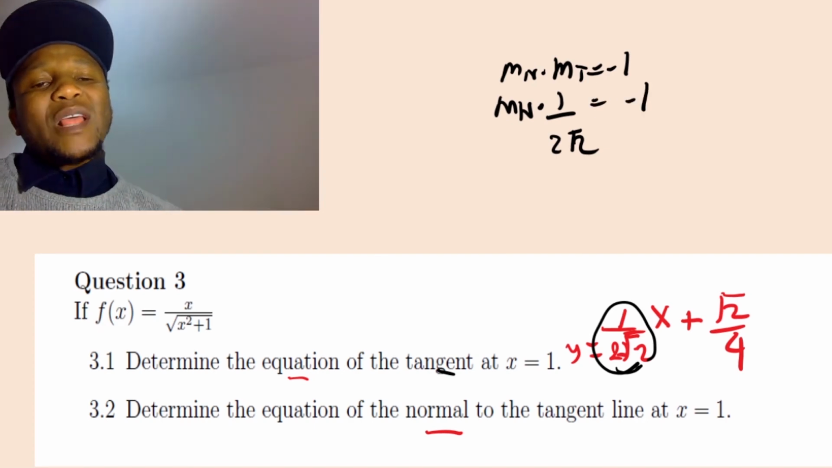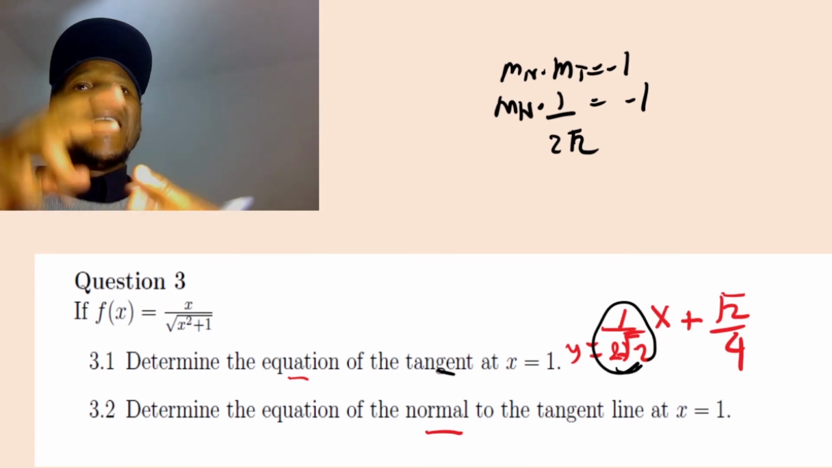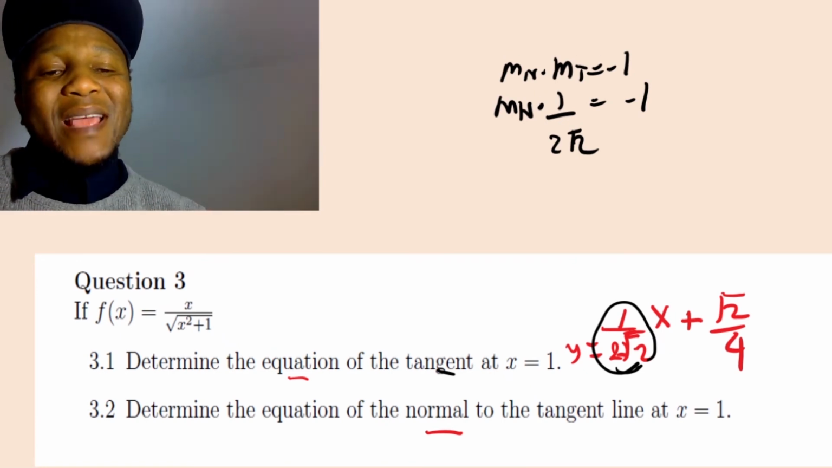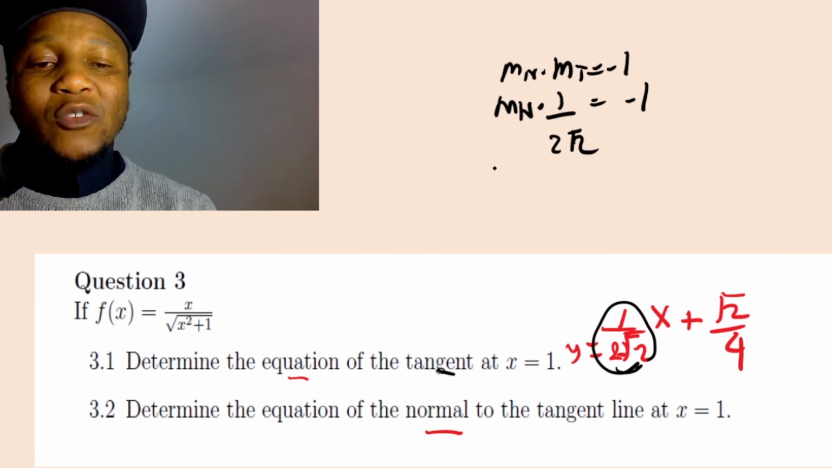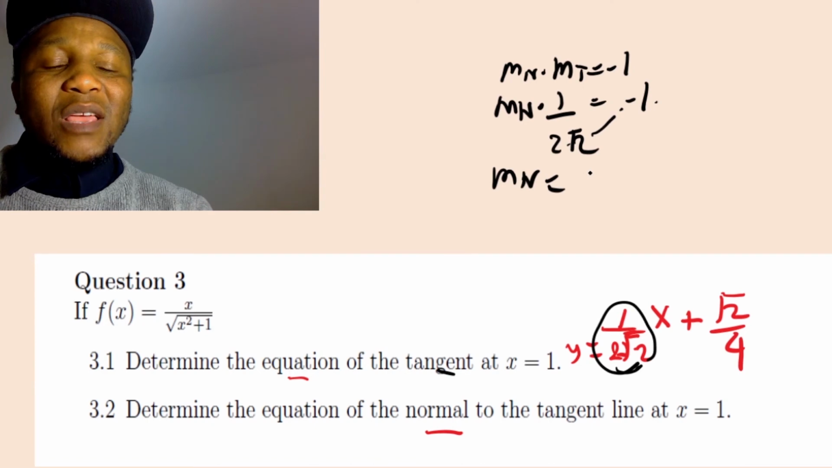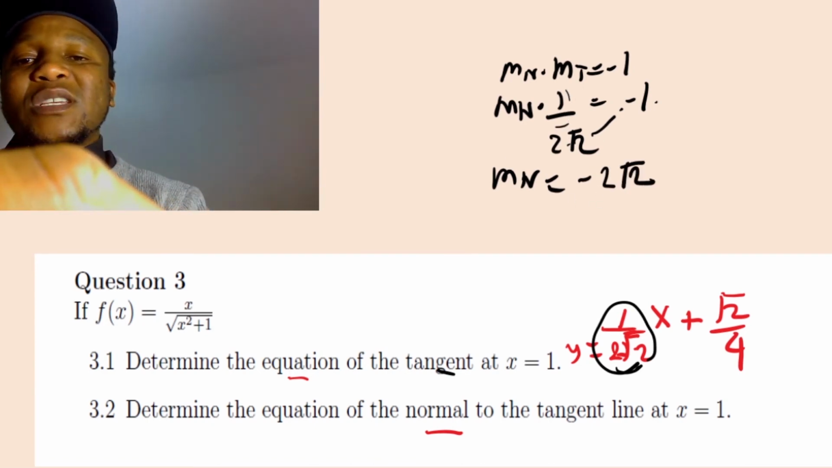You know why we multiply to get -1? Because the normal and tangent are perpendicular to each other. That's why when you multiply their slopes, it equals -1. So the slope of the normal, we multiply this to the other side, gives us -2 square root of 2. So this is the slope of the normal.